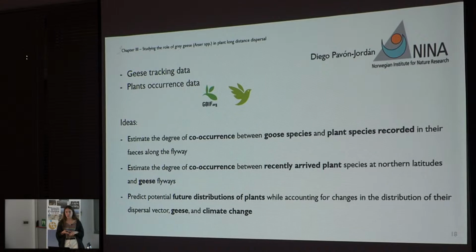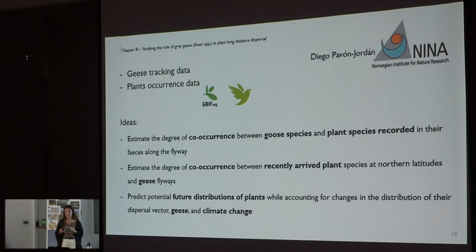We could do an estimation of the degree of co-occurrence between goose species and plant species recorded in their feces along the flyway, or an estimation of the degree of co-occurrence between recently arrived plant species at northern latitudes and geese flyways. Or also we could try to predict the potential distribution of plants while accounting for changes in geese distribution and climate change.